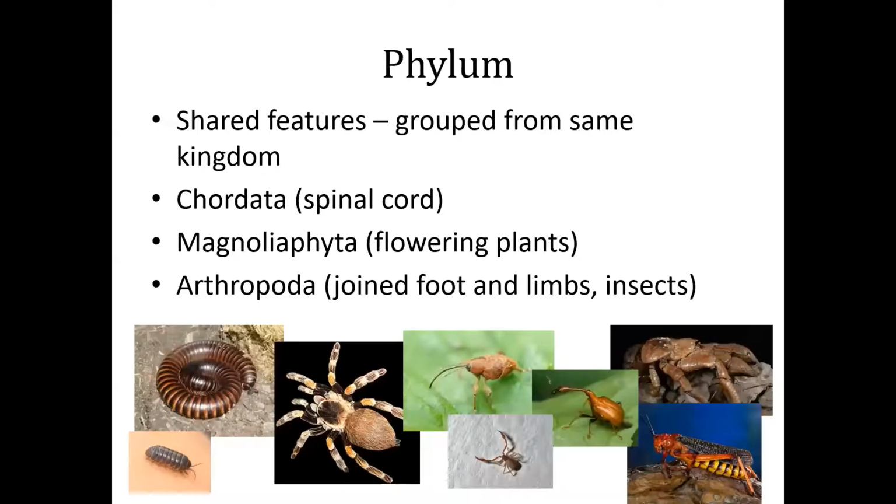For the other categories, you do not have to know examples, you just have to know order. So you need to know examples for domain and kingdom, but for the others, I'm just giving you examples to help you understand them. So in phyla, or plural phyla, a phylum, these organisms have shared features. You can obviously tell that they're grouped together, even though they may have extreme differences. For example, we're in phylum Chordata, which is a spinal cord. All the flowering plants are in Magnoliophyta.